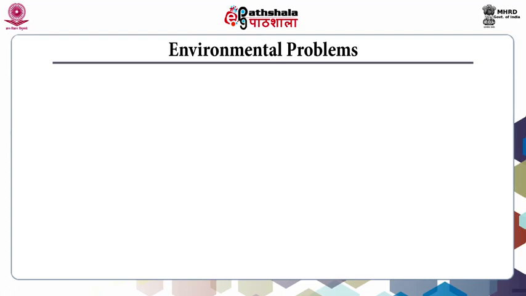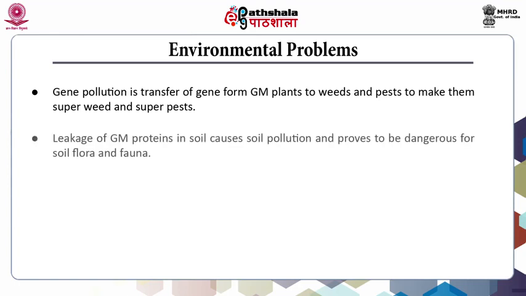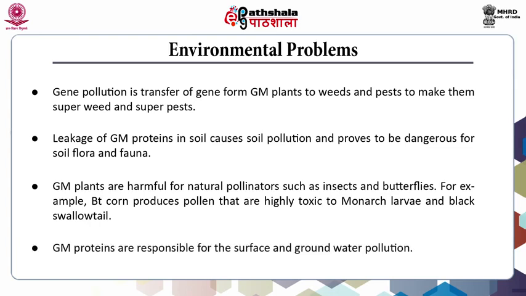Then come environmental problems. Gene pollution is the transfer of genes from GM plants to weeds and pests to make them superweeds and superpests. Leakage of GM proteins in soil causes soil pollution and proves to be dangerous for soil flora and fauna. GM plants are harmful to natural pollinators like insects and butterflies. For example, Bt corn produces pollen that is highly toxic to monarch larvae and black swallowtail. GM proteins are responsible for surface and groundwater pollution.